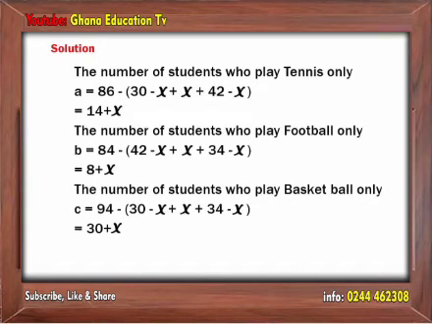So now the equation will be, in solving for A, that is the number of students who play tennis only, you will get A to be 86 minus bracket open 30 minus x plus 42 minus x bracket close. So when you further subtract what is in the bracket from 86, you have 14 plus x. Now the number of students who play football only, you have B as 8 plus x. So you do the same thing for basketball only. So for basketball we have 30 plus x.